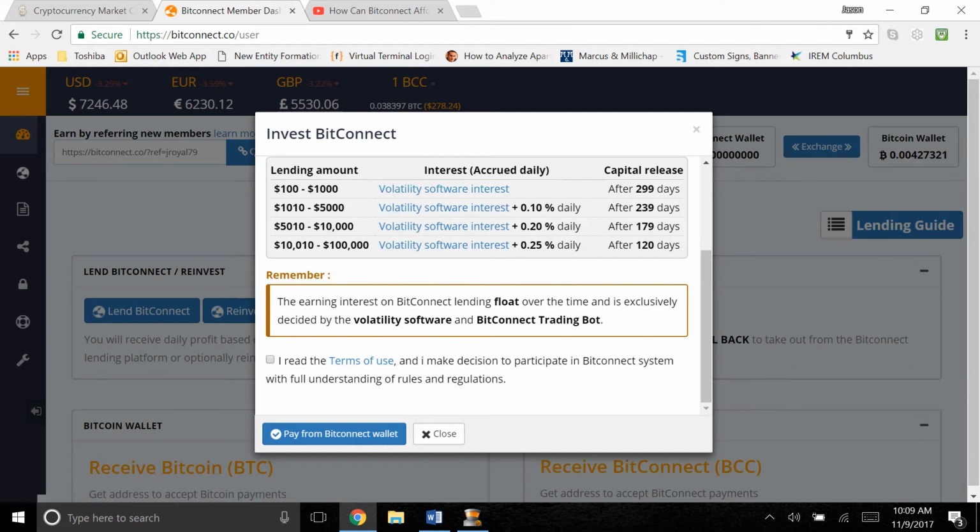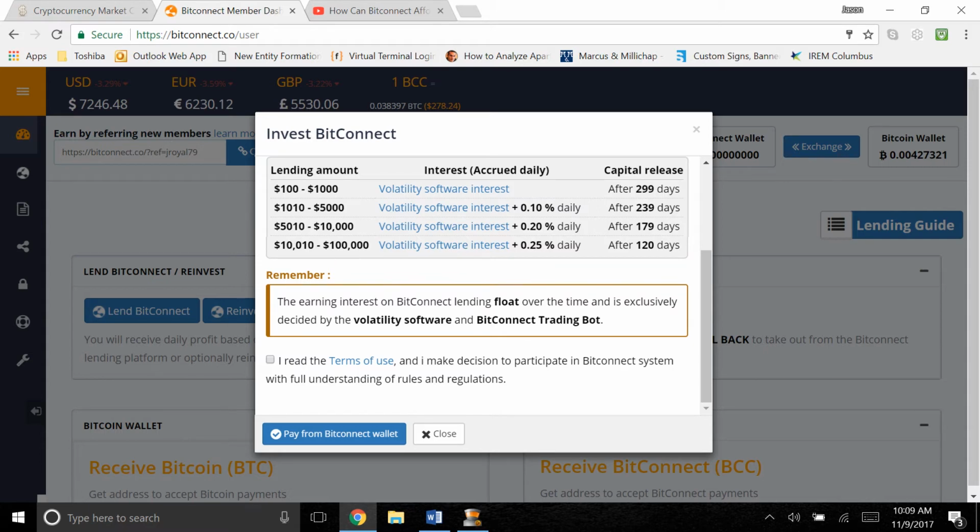If you lend $1,000 to $5,000, you get what the trading bot makes per day, which we'll show you when we click on these in a second. Plus, you get a guaranteed, basically a preferred rate of interest of 0.1%. So you get 0.1% in interest guaranteed, and the capital release is sooner. It's 239 days, right? So my loan for $1,050 falls under this scenario. I'm getting a guaranteed 0.1% per day, plus my money is going to release 60 days earlier.